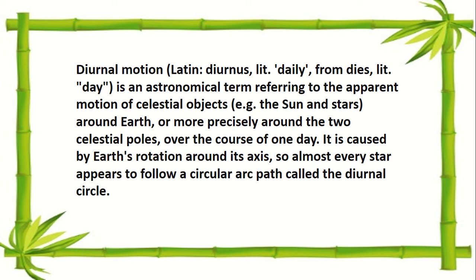So, what is the diurnal motion of earth? The earth takes 24 hours to rotate once on its own axis from west to east. It is the diurnal motion of earth.